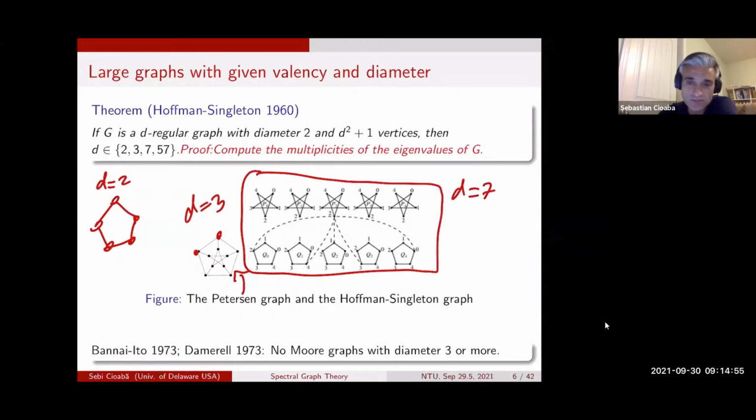So you can build it this way from a bunch of cycles of length 5 by connecting them in a certain way. And in that case, you have a graph on 50 vertices, 7-regular and diameter 2. Now, the big question in this area is what happens with D equals 57. And nobody knows if such a graph exists or if it doesn't.